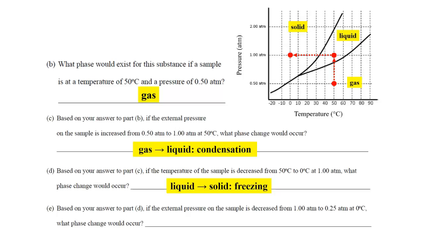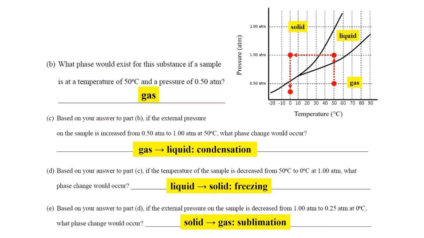And then one more question to answer. This is the last question in the practice quiz. Now, based on your answer to part D, if the external pressure is decreased from 1 atmosphere to 0.25 atmospheres, we're not changing the temperature, so we're going to go straight down from 1 atmosphere to 0.25 atmospheres. I've just crossed over from the solid region to the gas region. This would be solid to gas, and that phase change is known as sublimation.